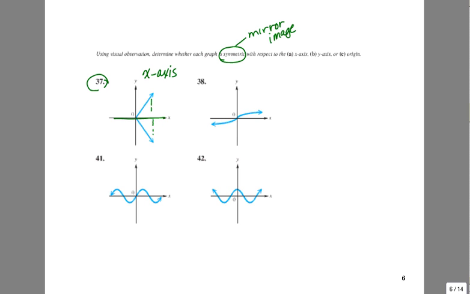Now if I folded it along the y-axis, there's no portion over here, so I wouldn't have a mirror image.